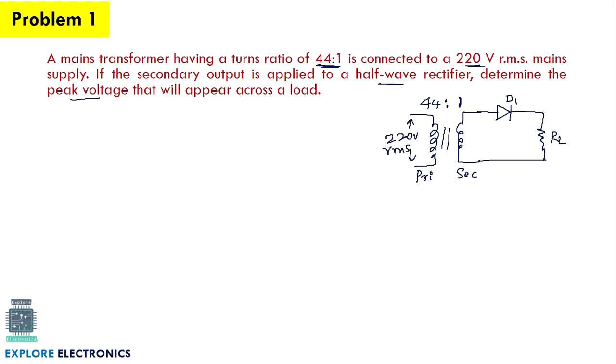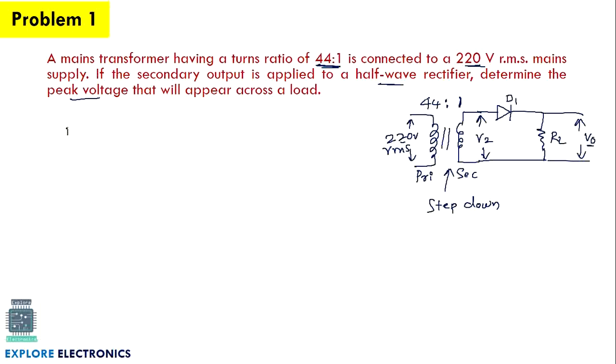The voltage we need to find out is V out across RL. The peak value of this V0 they are asking. For this, first we need to know what the voltage available across the secondary coil is. The primary voltage is 220 RMS. The secondary voltage we need to find out. We know that this is a step down transformer, because the number of turns in the primary coil is more than the secondary coil.